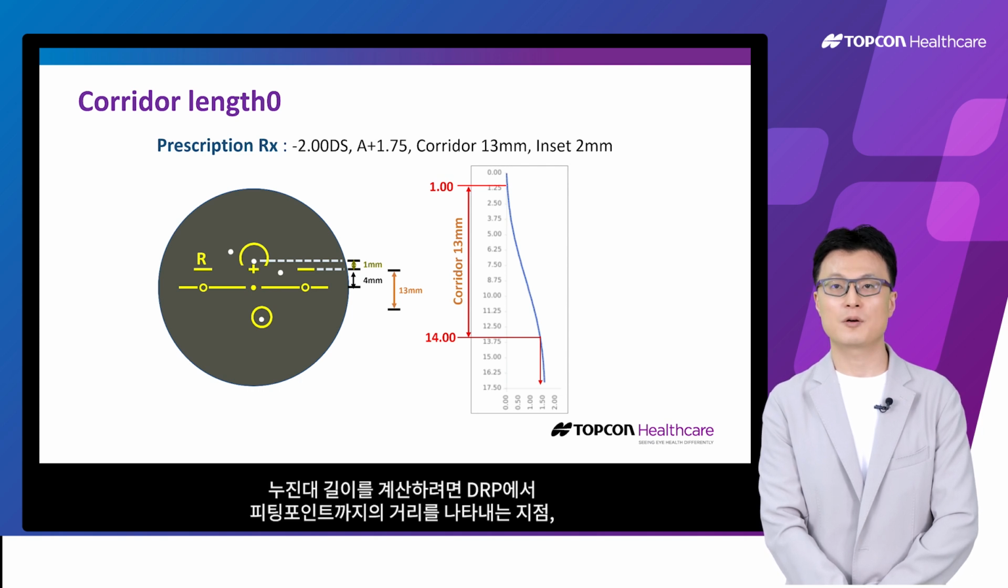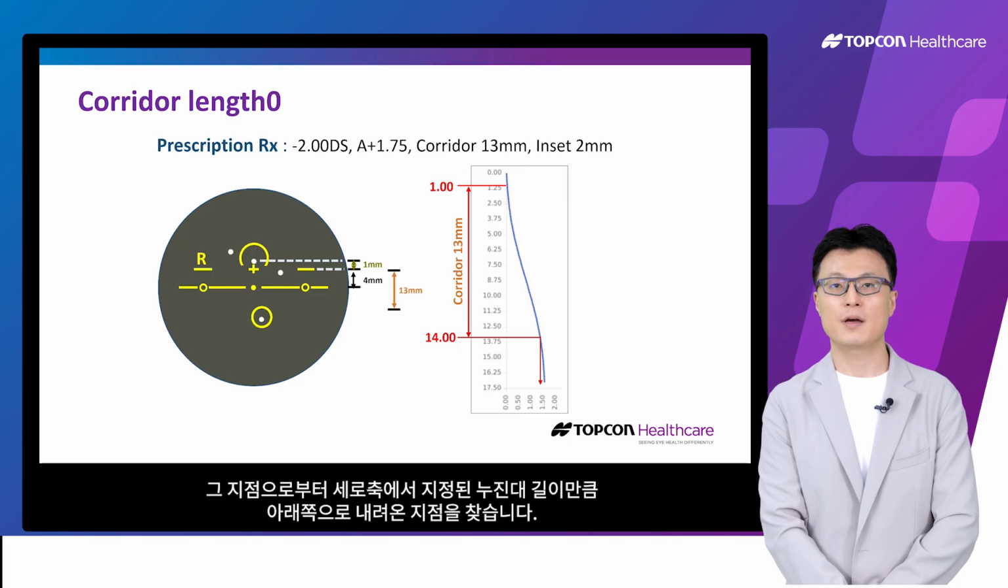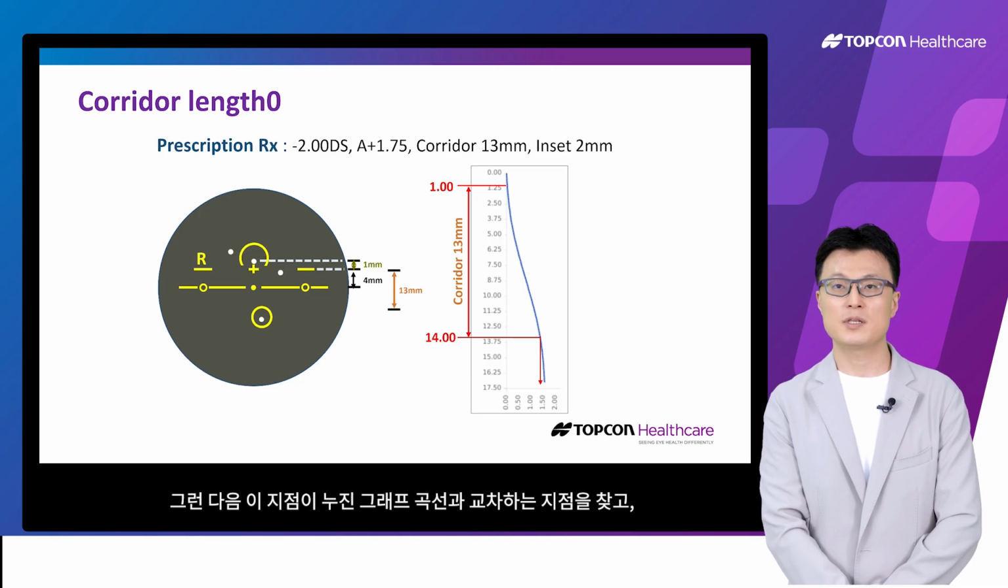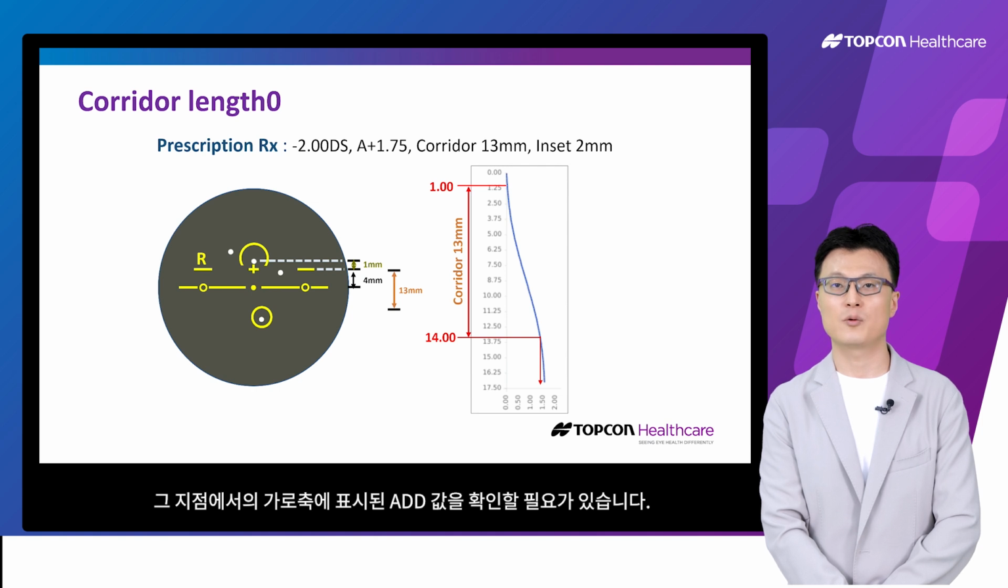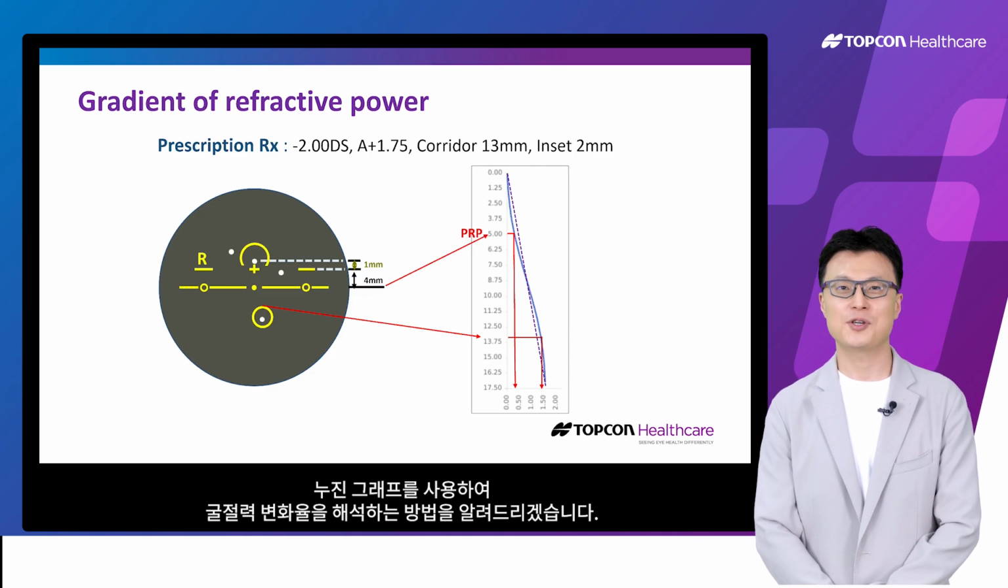So, to figure out the corridor length, start from the point that shows the distance from the distance reference point to the fitting point, which is just below 0 on the vertical axis of the progressive graph. From there, look for the point that is lowered by this prescribed corridor length from the vertical axis. Then, find where this point intersects the progressive graph curve and check the edge amount on the horizontal axis at the spot.